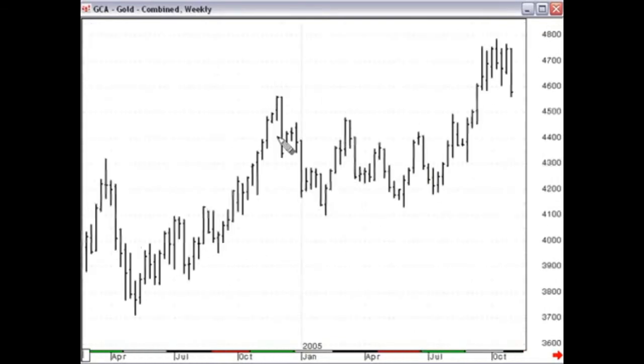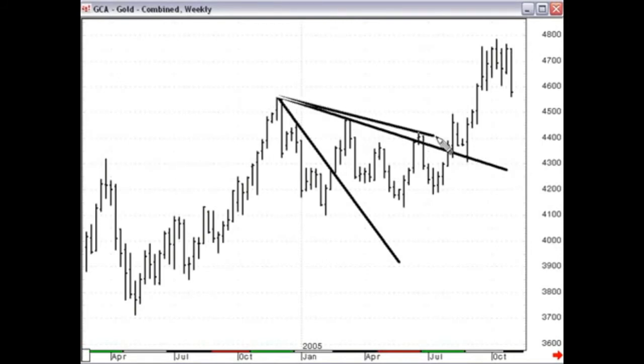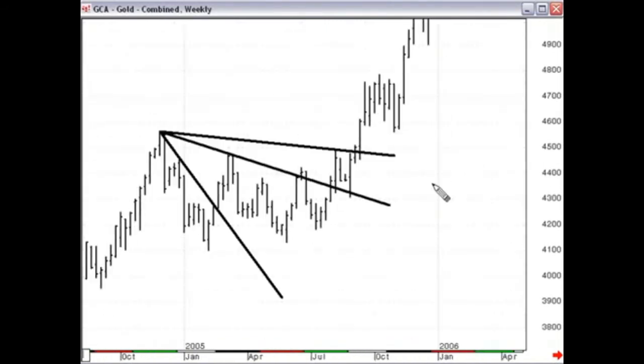But here, let's take another look over another example. Here's our initial high. Here's our secondary high, right here. Now you could use this high here, or possibly even this high here. But again, it's the third trend line which carries the most weight.